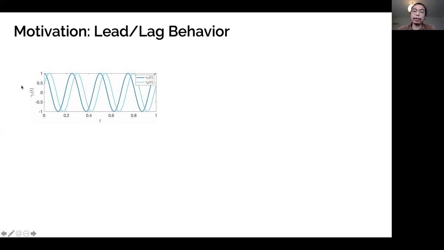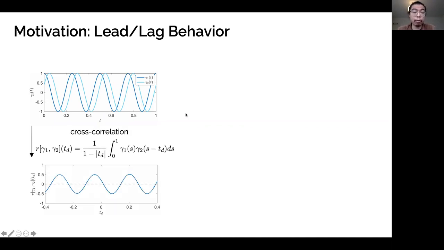So here we have two functions that are varying in time. And we can qualitatively see that there's some lead lag behavior between these two time series. The dark blue time series is leading the light blue one. And in fairly simple cases like this, there are classical methods such as cross-correlation. This is just taking the convolution of these two time series.